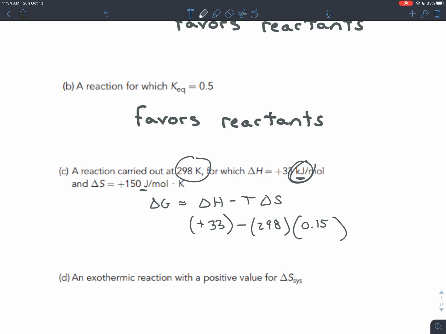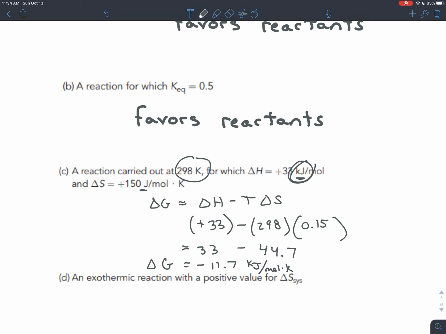If you plug all of those numbers in a calculator, you'll get 298 times 0.15. I'm getting around 44.7. And we have 33 on the other side, so we have 33 minus 44.7, and that's giving me negative 11.7 kilojoules per mole for delta G.